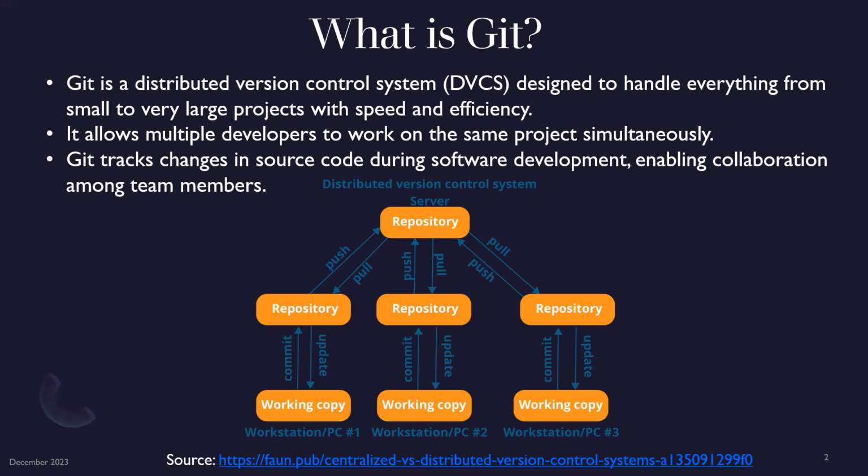Now here I have an image, and in this image we are looking at Git, which is a distributed version control system. There are two types of version control system: distributed and centralized. Here, as you can see, we have multiple working copies of a repository. You can pull a copy from this repository and bring it to your local environment. Another developer can do the same thing, and another one can do the same thing.